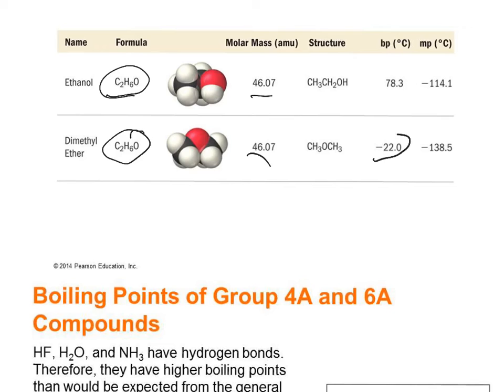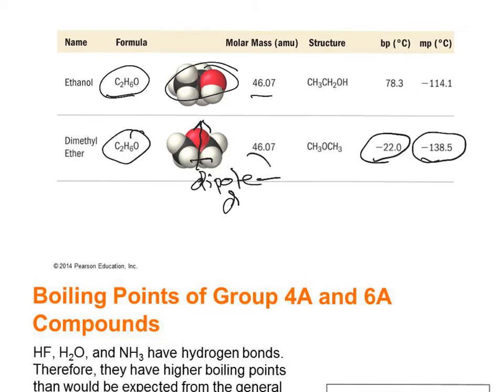Dimethyl ether has a boiling point of -22 and a melting point of -138. Compare that to ethanol: 78.3 and -114.1. This molecule is capable of forming a dipole. This molecule is capable of forming a dipole, and it can hydrogen bond. The dimethyl ether forms a dipole-dipole interaction, a very weak one, it turns out. So this one can do a dipole-dipole interaction. This one H bonds.